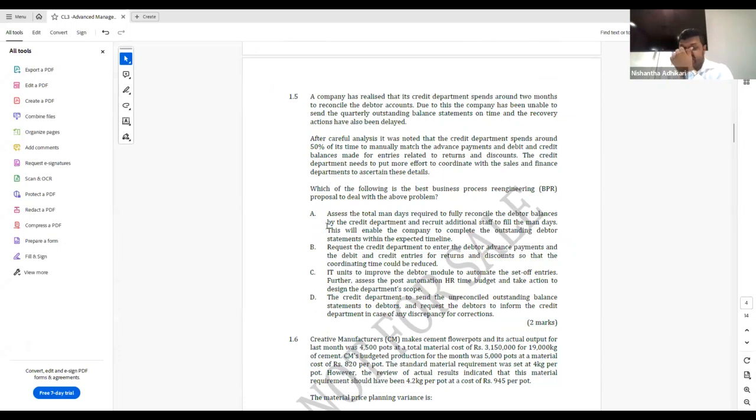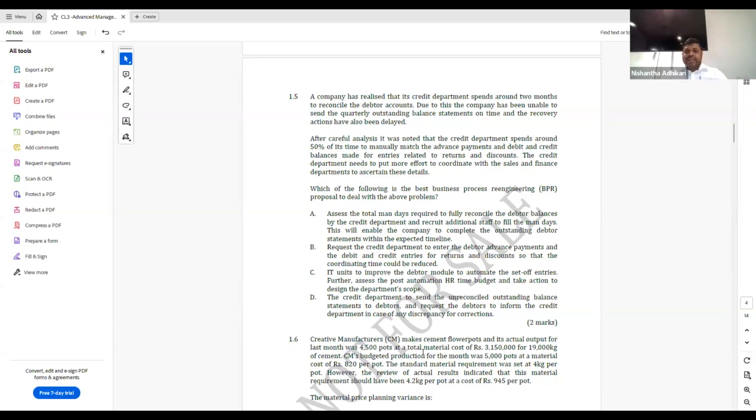A company has realized that its credit department spent around 2 months to reconcile the debtor accounts. Okay. They will take 2 months to reconcile the debtor accounts. Due to this, the company has been unable to send the quarterly outstanding balance statement on time, and the recovery action also has been delayed. Okay, that's an operational issue. After careful analysis, it was noted that the credit department spent around 50% of its time to manually match the advance payment and debit and credit balances made for entries related to returns and customer discounts. The credit department needs to put more effort to coordinate with the sales and finance departments to ascertain these details. Okay. Which of the following is the best business process re-engineering proposal to deal with the above problem?